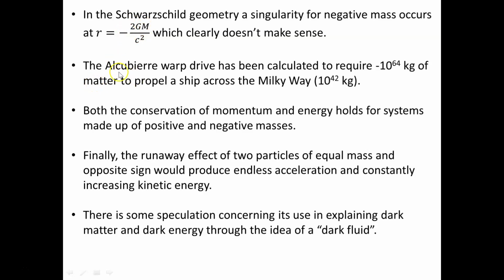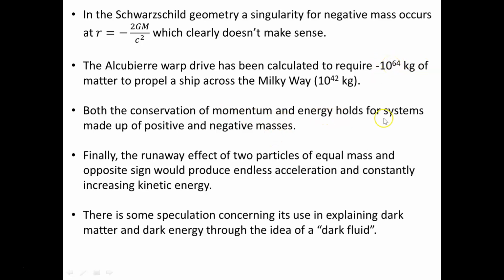Another possible use of negative mass has been the Alcubierre warp drive. It has been calculated to require minus 10 to the 64 kilograms of negative mass matter to propel a ship across the Milky Way. The Milky Way, by the way, has a mass of plus 10 to the 42 kilograms. So you would see repulsion here. The negative mass is far greater than the positive mass, and that would help the Alcubierre warp drive move a spaceship across the Milky Way. But that's an awful lot of matter to achieve that goal. An awful lot of negative matter. Whatever negative matter is, and it's never been observed, it's an awful lot of it.